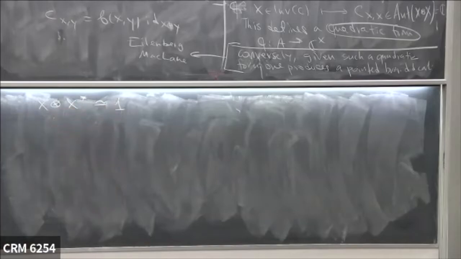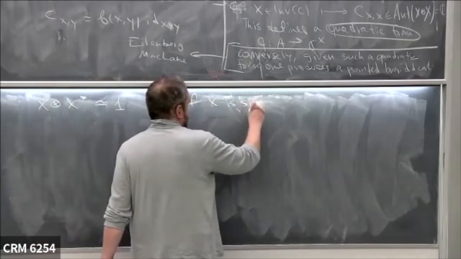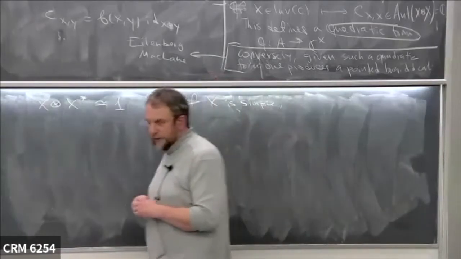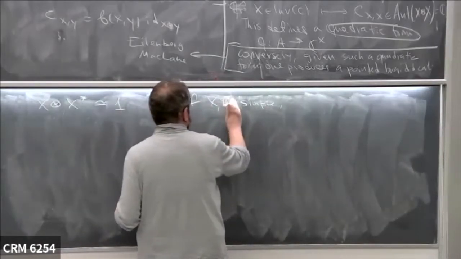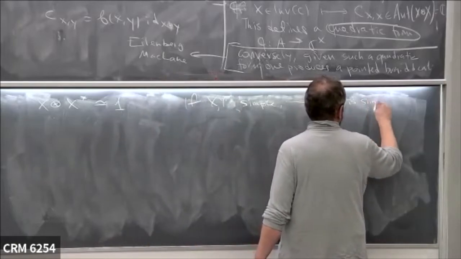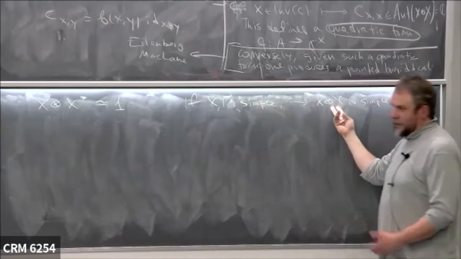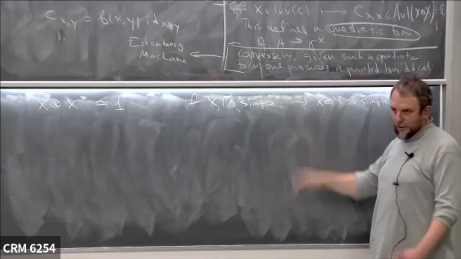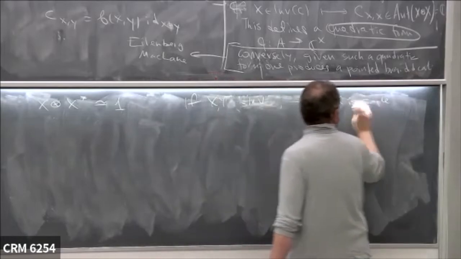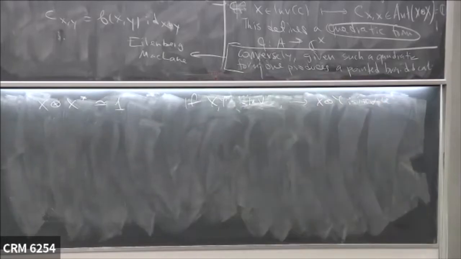And second question: why are the automorphisms of X tensor X inverse equal to C star? Because if X is simple, it's Schur's lemma. Of course, we work over C, which is an algebraically closed field. If X and Y are simple, then of course X tensor Y is simple, right? Otherwise, if it can be decomposed, then we can decompose X. More questions?